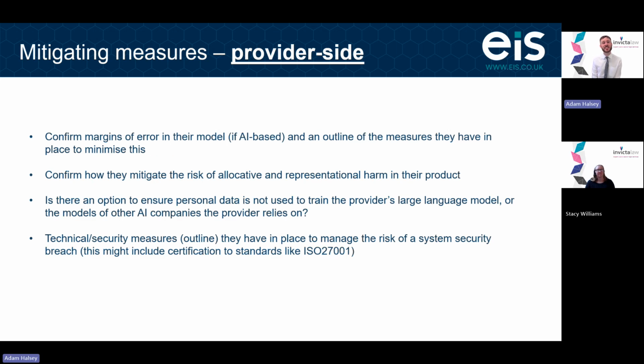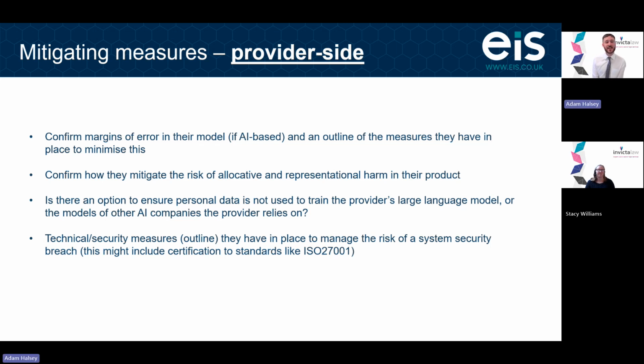But as promised, we need to consider some of the measures that actually our AI provider, the processor, the company we're using, have got in place. And we need to ask them these questions and then add the information to our DPIA. So we need to get them to confirm things like this. We need to get them to confirm what are the margins of error in your model, so far as they're willing to share that, of course. But crucially, at the very worst, we should be getting them to give an outline of the measures that they've got in place to minimise their margins of error, ensuring that quality and accuracy of the output.